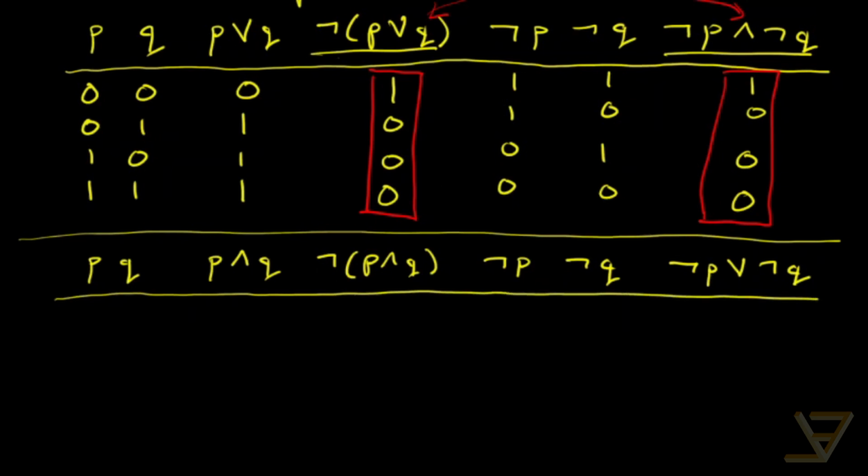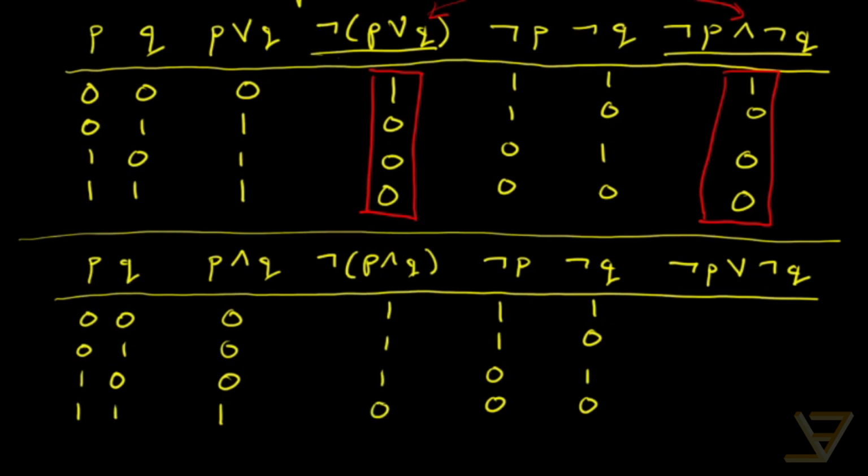The possibilities once more are 0, 0, 0, 1, 1, 0, and 1, 1. We flip them again to get the negation columns. 1, 1, 0, 0, 1, 0, 1, 0. For P and Q, we get 0, 0, 0, 1. We now negate it to get 1, 1, 1, 0. And in the final column, we have 1, 1, 1, 0.